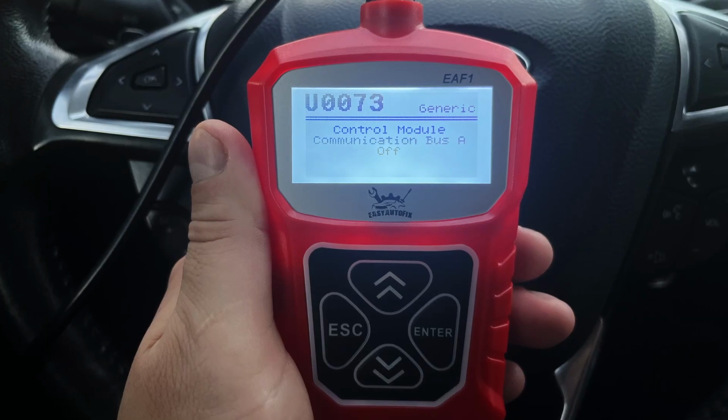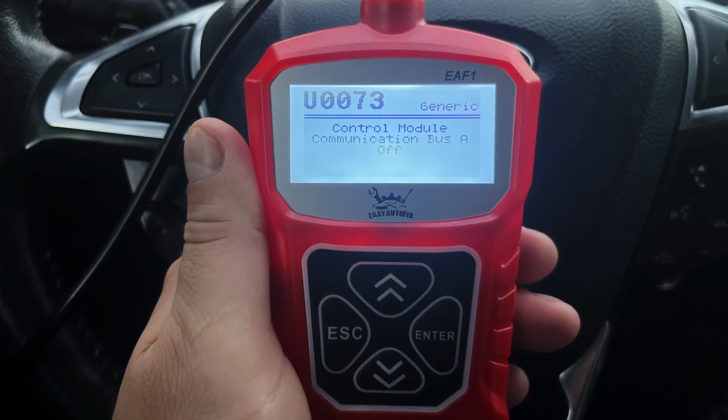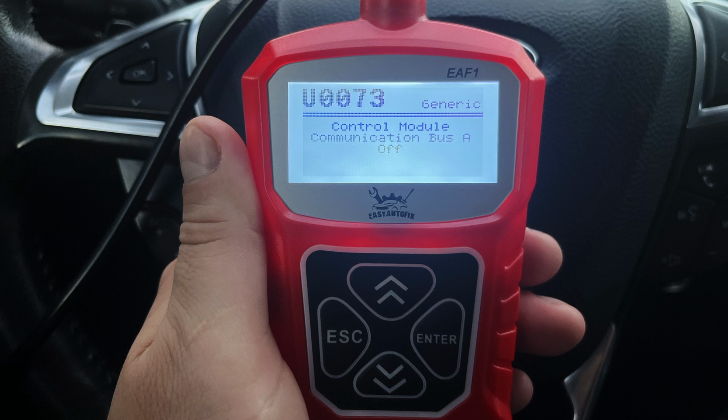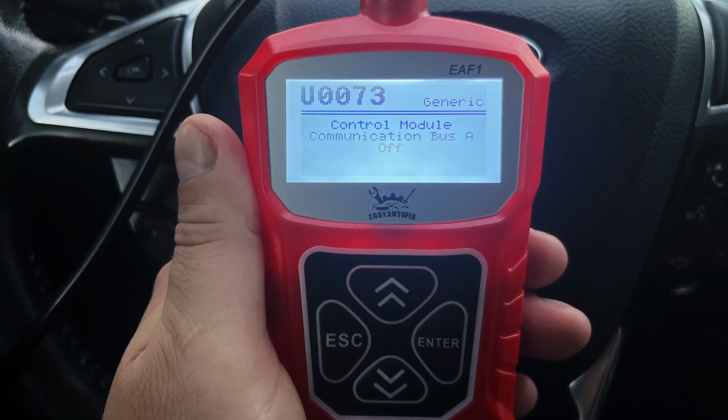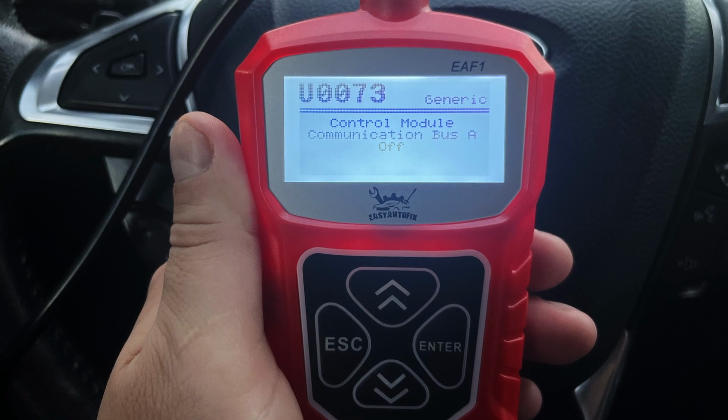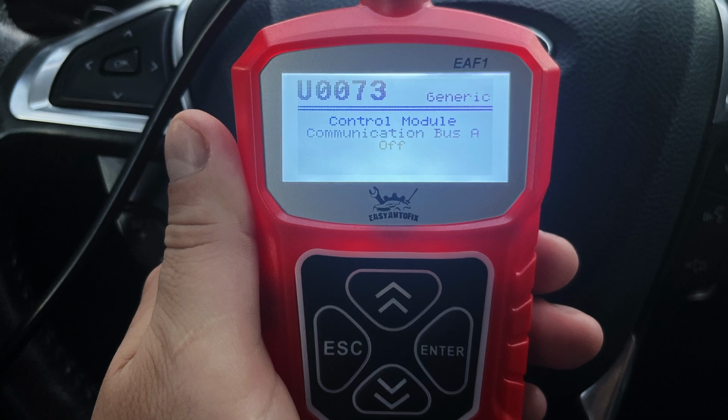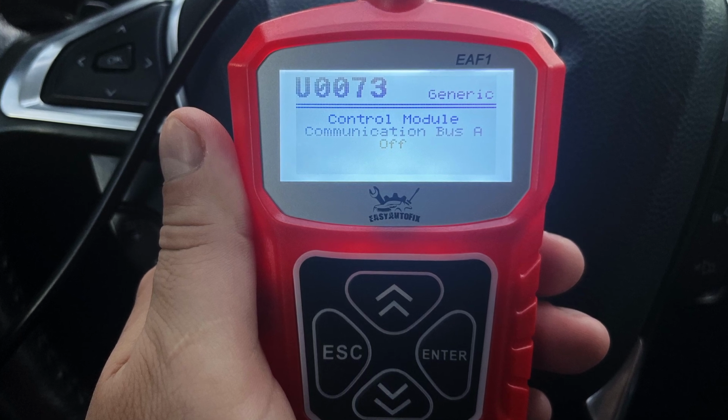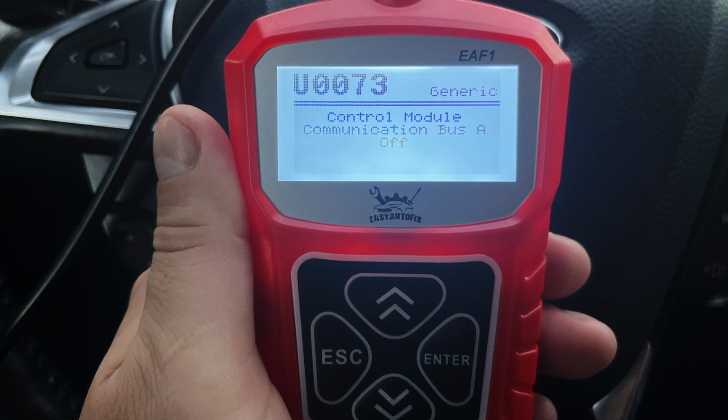The U0073 code means the ECM has lost communication with one or more modules on the CAN bus system. In simple terms, your car's computer network isn't talking like it should. And that's a problem because modern vehicles rely on modules constantly sharing information to run properly.